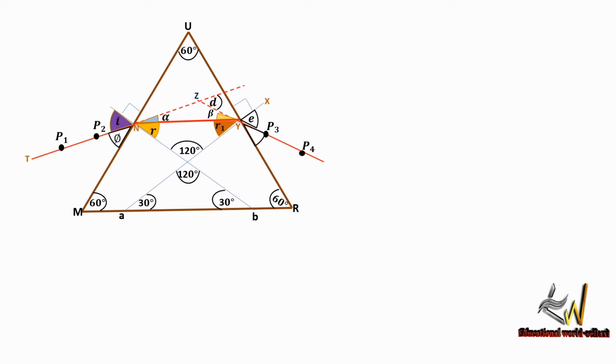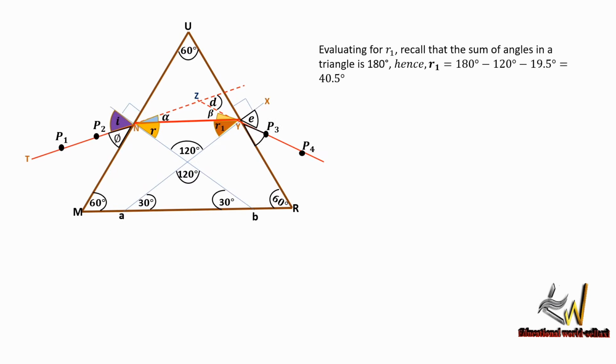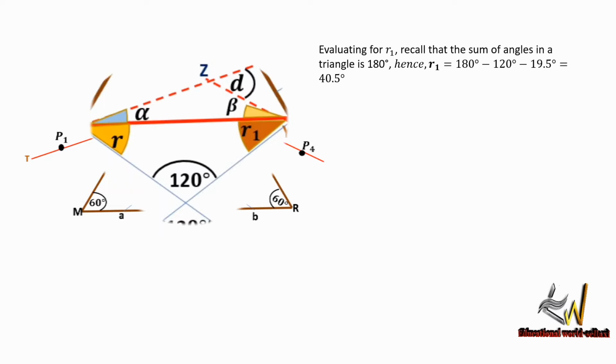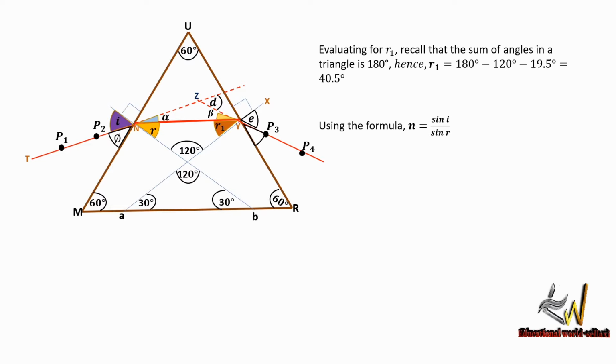Now, we have to evaluate for R1. There is something I want you to take note of. Since the triangular glass prism is equilateral, the internal angle made there, as you can see, is 120 degrees. It is always 120 degrees. Don't forget that. Since the sum of the angles in a triangle is equal to 180 degrees, hence R1 can be found to be 180 minus 120 minus 19.5 degrees, which gives us 40.5 degrees.